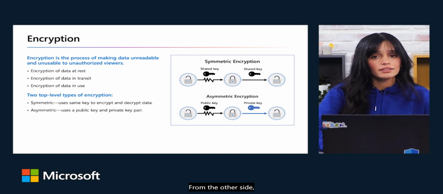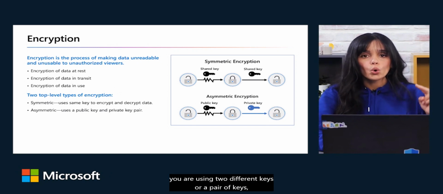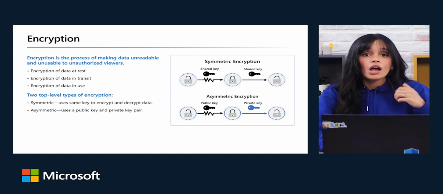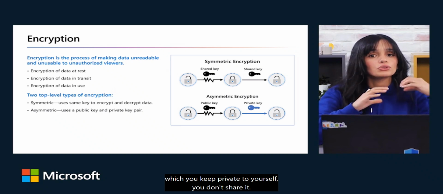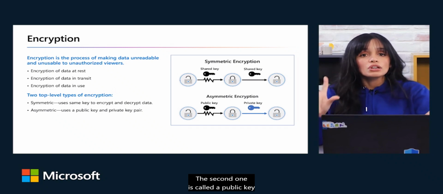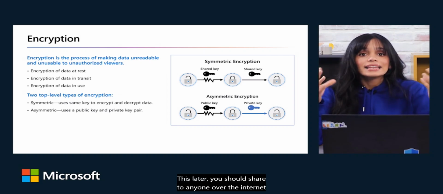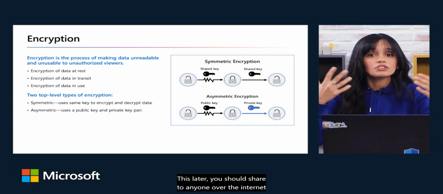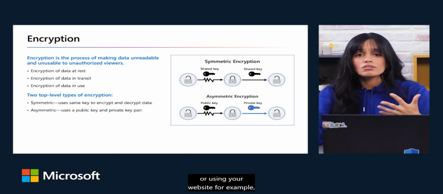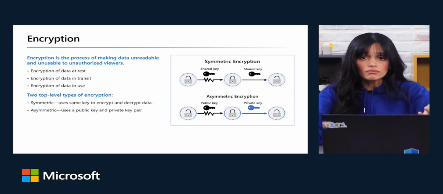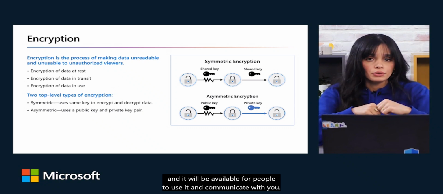From the other side, with asymmetric encryption, you are using two different keys, or a pair of keys. One of them is called a private key, which you keep private to yourself; you don't share it. The second one is called a public key that you can make available to the public. This one you should share with anyone over the internet or using your website, for example, and it will be available for people to use and communicate with you.